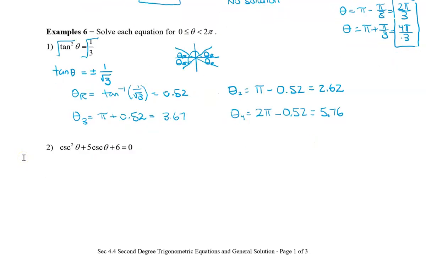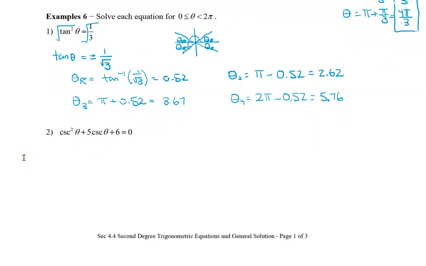All right, lastly, let's do a quadratic with a reciprocal trig function. So instead of switching it to its primary, we're going to just stick with using the reciprocal. So I can factor here. We know that two numbers that multiply to 6 and add to 5 are 2 and 3. So we're going to rewrite this as cosecant theta plus 2, and then cosecant theta plus 3 equals 0.